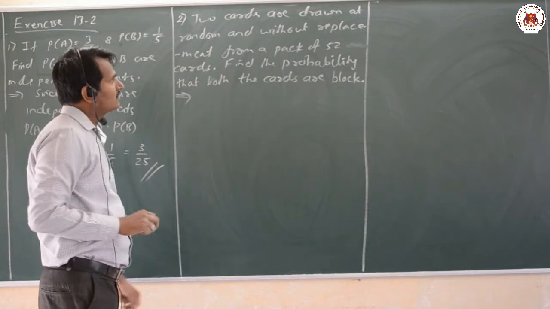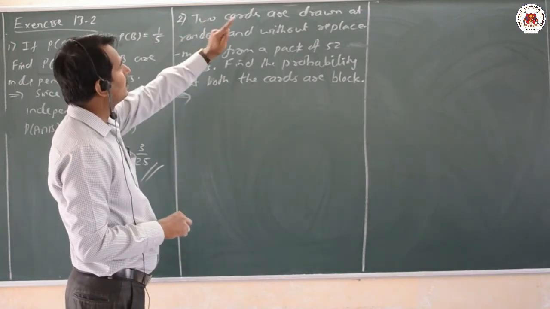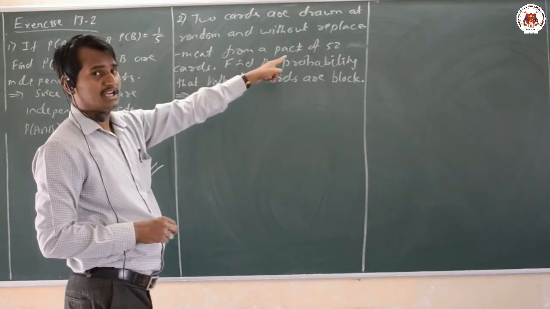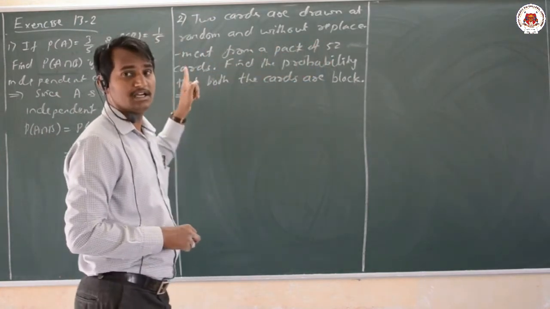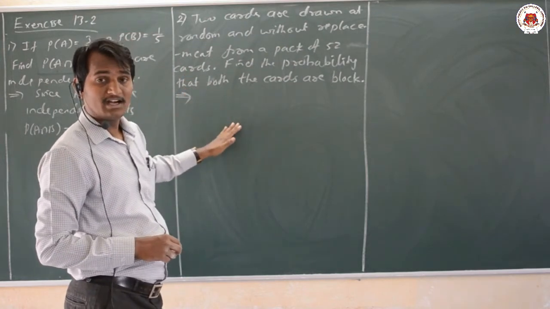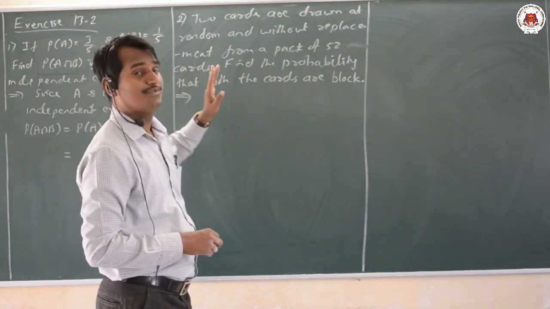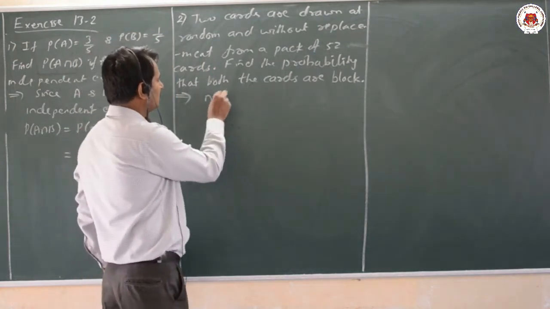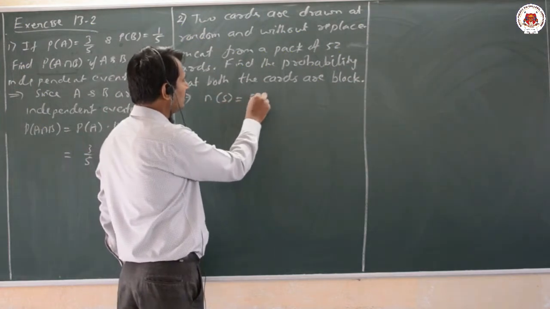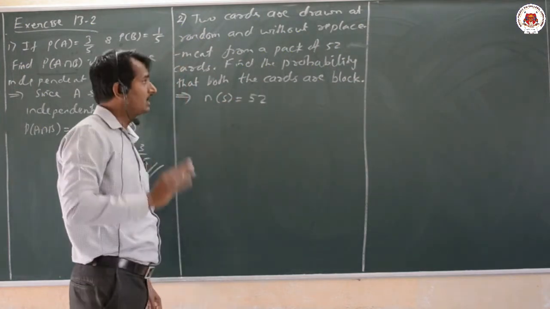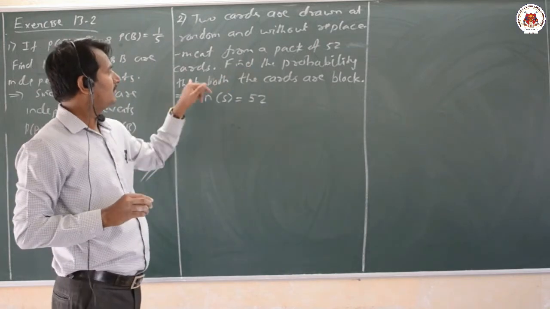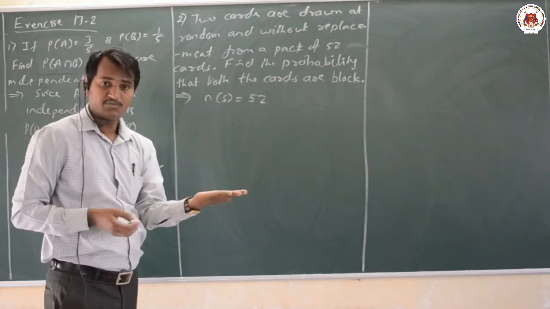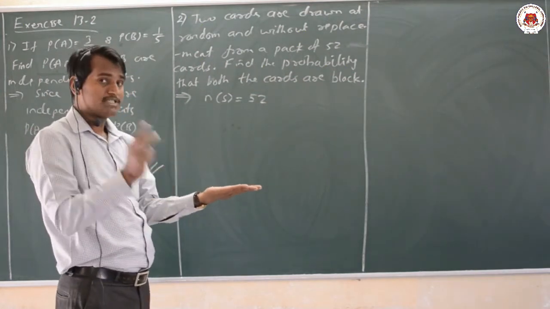The second example is on the board. 2 cards are drawn at random and without replacement from a pack of 52 playing cards. So how many cards are there in the playing cards pack? There are 52 playing cards. That means n of S, the sample space, is equal to 52. First thing, find the probability that both the cards are black. Okay, we have a set of 52 cards. In the first draw, that means there are 2 draws.